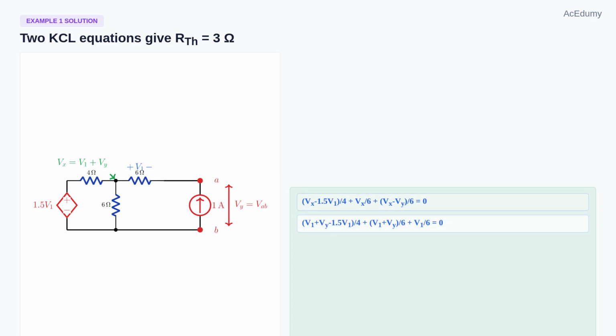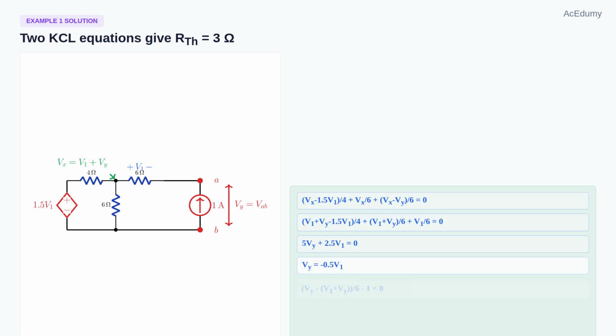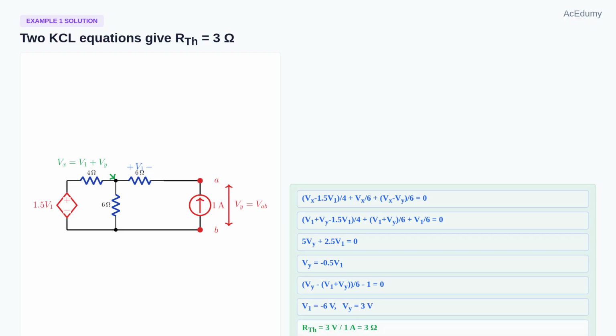Write KCL at the middle top node first. The current through 4 ohms is Vx minus 1.5 V1 all over 4. The current down through the middle 6 ohms is Vx over 6. The current through the right 6 ohms is Vx minus Vy over 6, which is V1 over 6. Substitute Vx equals V1 plus Vy. After multiplying by 12, the equation becomes 5Vy plus 2.5 V1 equals 0, so Vy equals negative 1/2 V1.